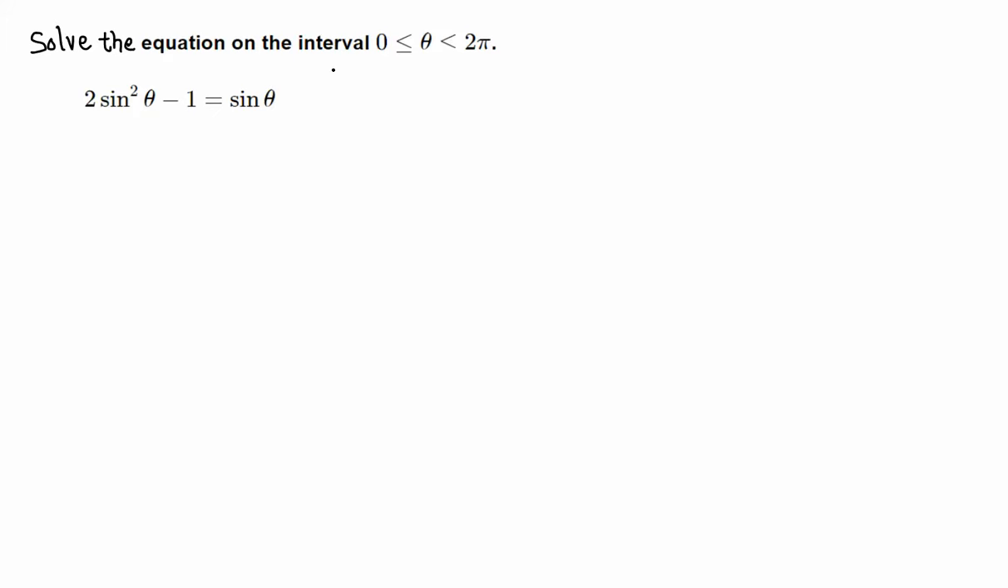Solve the equation on the interval 0 to 2 pi. We have 2 sine squared theta minus 1 equals sine theta. So this is a quadratic equation in sine theta, because sine theta is squared and we have sine theta. If we think of sine theta as x, this is like 2x squared minus 1 equals x, just assuming x equals sine theta.